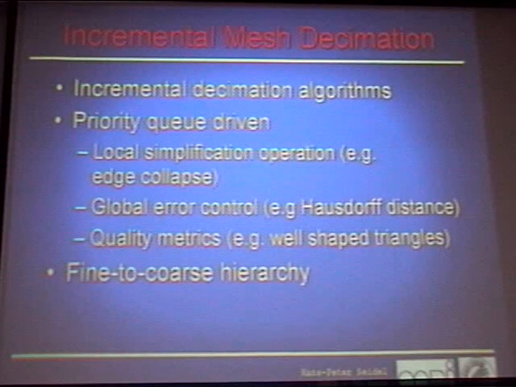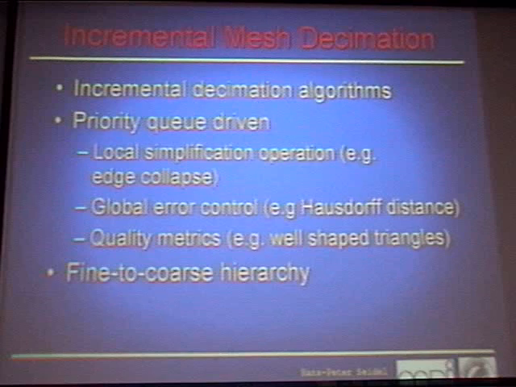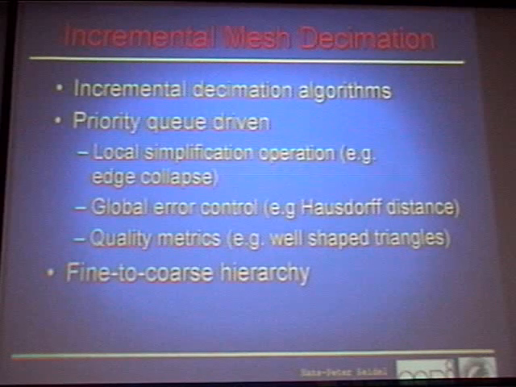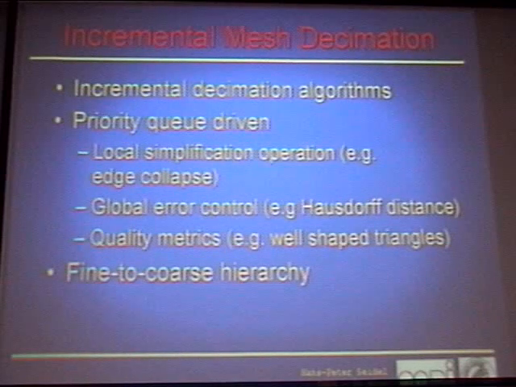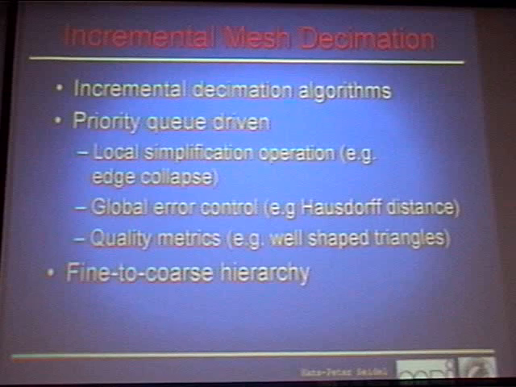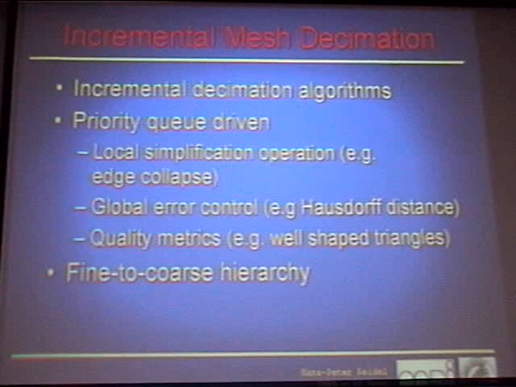So basically, the algorithm would, after this choice of local simplification operation and of the global error control, come up with a candidate set of all those vertices that can be collapsed, say, without violating the given error threshold epsilon. And out of this candidate set, we would then pick the vertex that gives us the best shaped triangles.